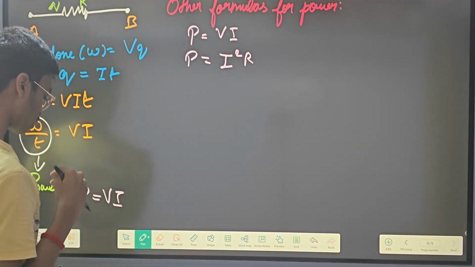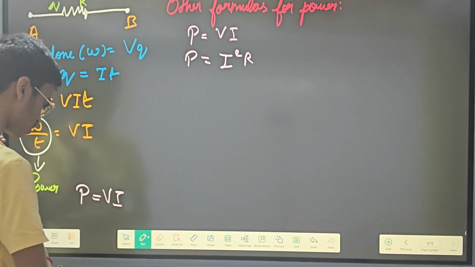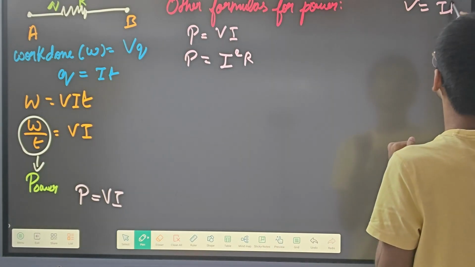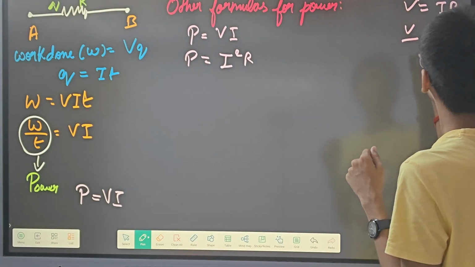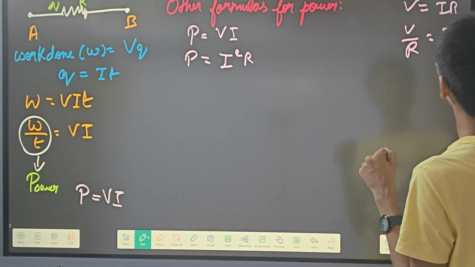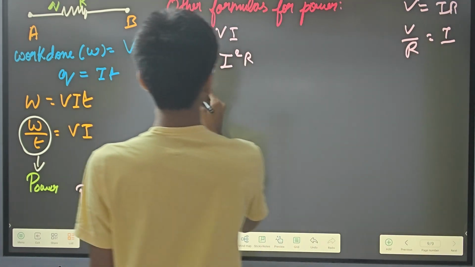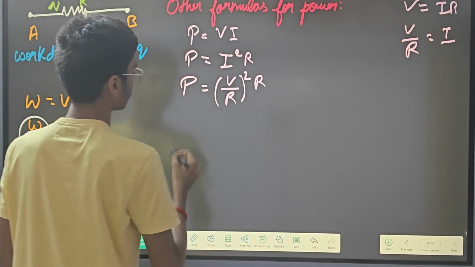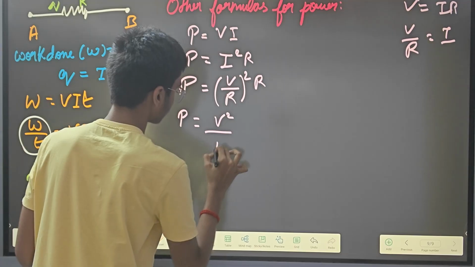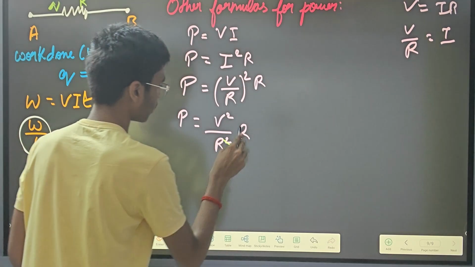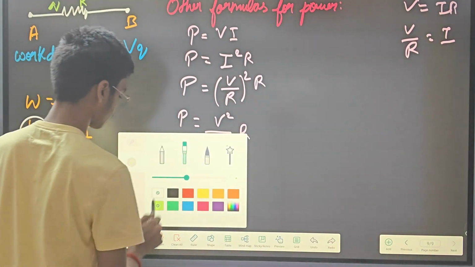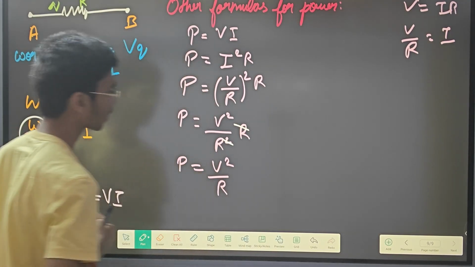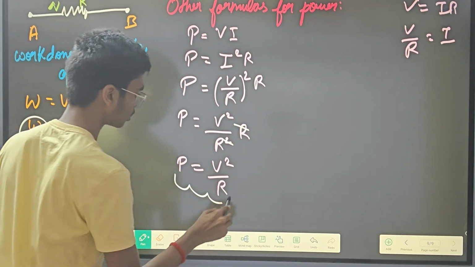Next is power is equal to V square by R. So in I square R, I is equal to what? We know that V is equal to IR, and V by R is equal to I. So power is equal to V by R the whole square into R, which is V square by R square into R. The square and the R can be cancelled out. So power is equal to V square by R.